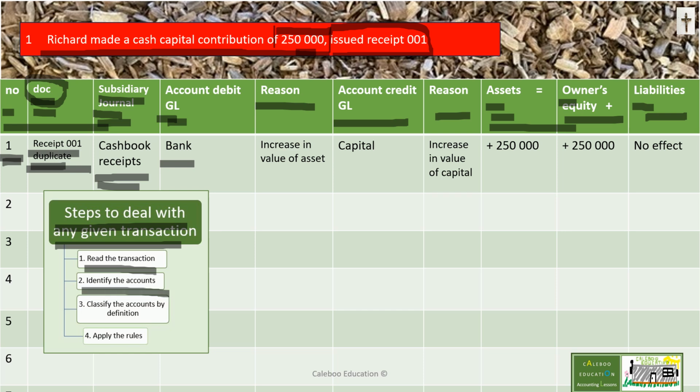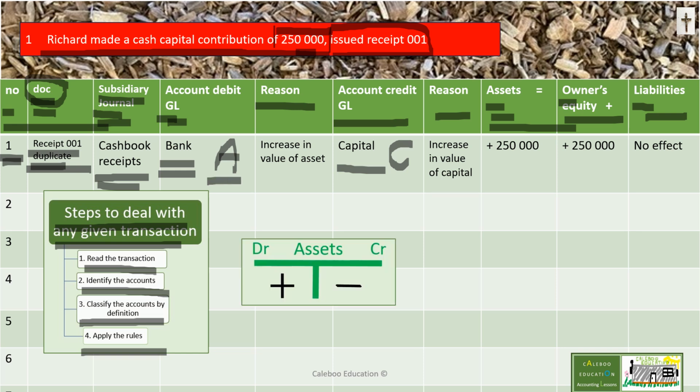Identify the accounts involved. The one account is bank. The other account is capital. Now, if you remember, you need to classify the accounts. So what is bank? If it has a positive bank balance, it's an asset. Capital is its own category. It's a C. Then I need to apply the rules to decide whether the account is debited or credited.